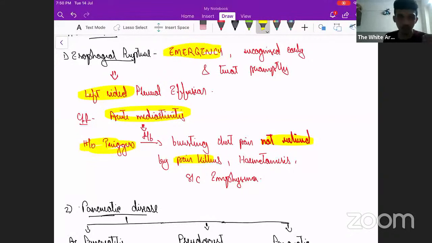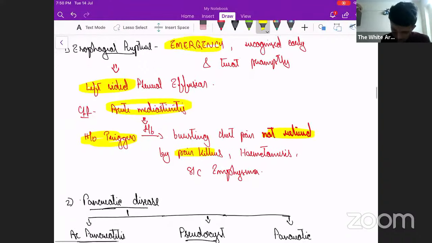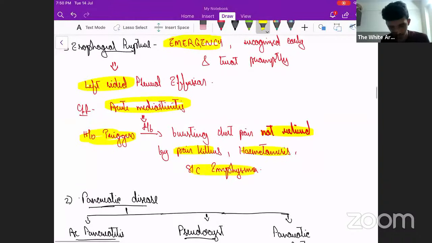We might confuse it to be an MI, but when we ask for a history of trigger, the patient tells us. So history is important again. Hematemesis, subcutaneous emphysema, all these things will be present. Next is pancreatic disease.